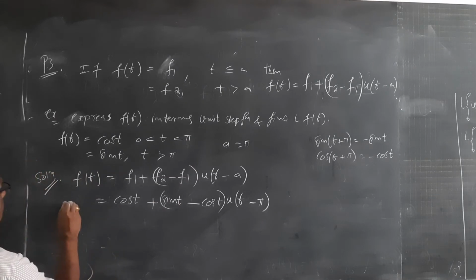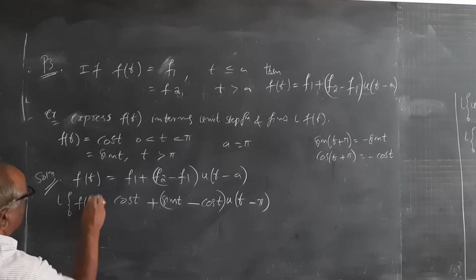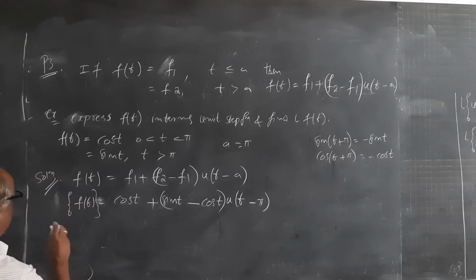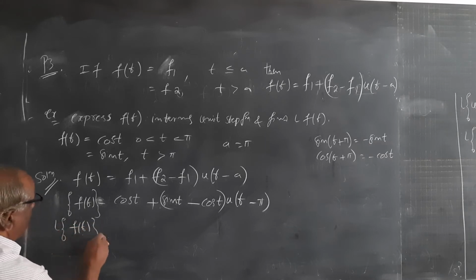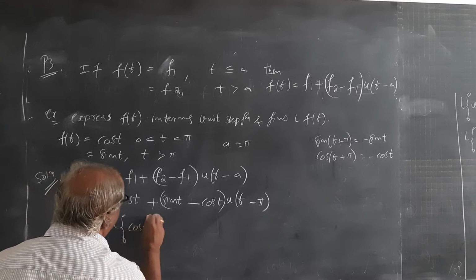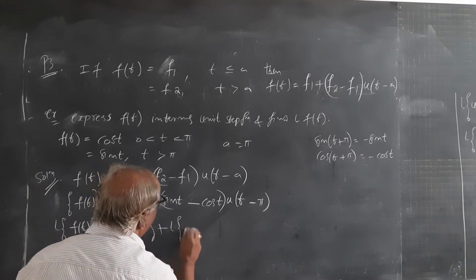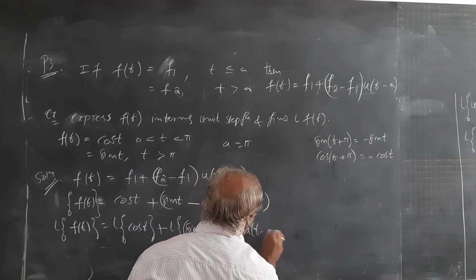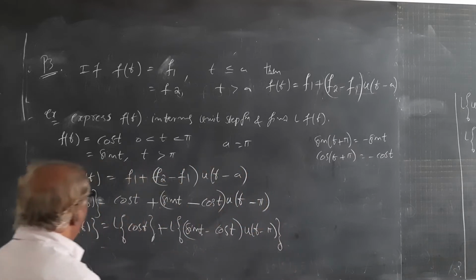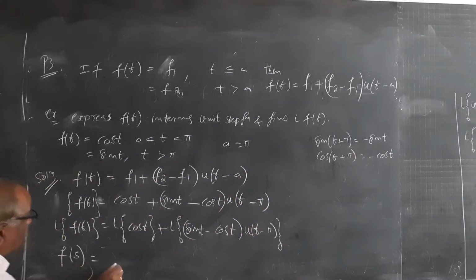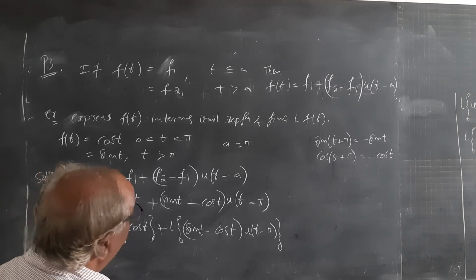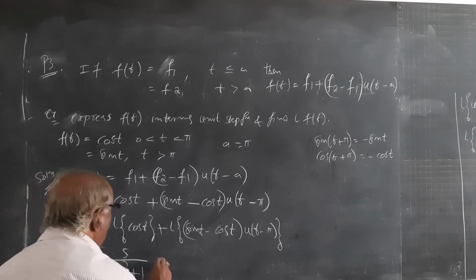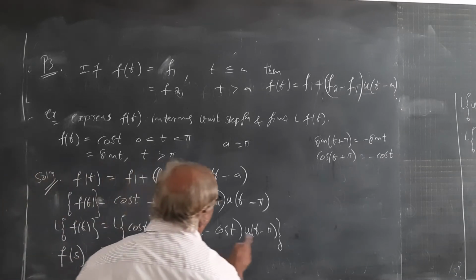Now, if I operate L on this, what is L of f of t? F of s. I will take one more step. L of f of t is equal to L of cos t plus L of sin t minus cos t into u of t minus pi. What is L of cos t? L of cos t is s by s squared plus 1, plus now L of this.